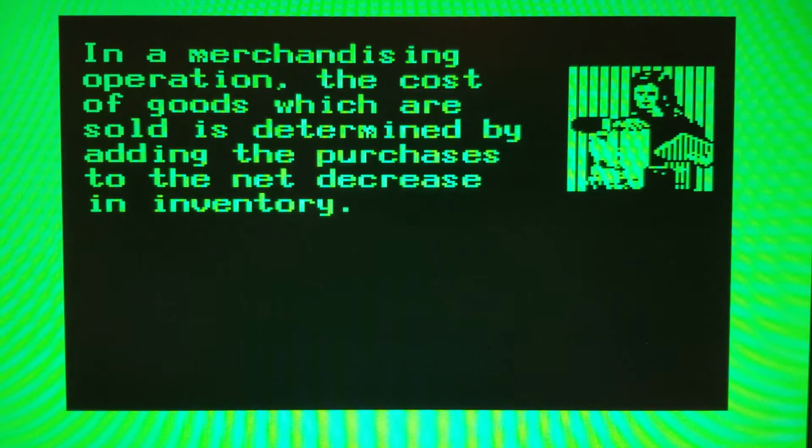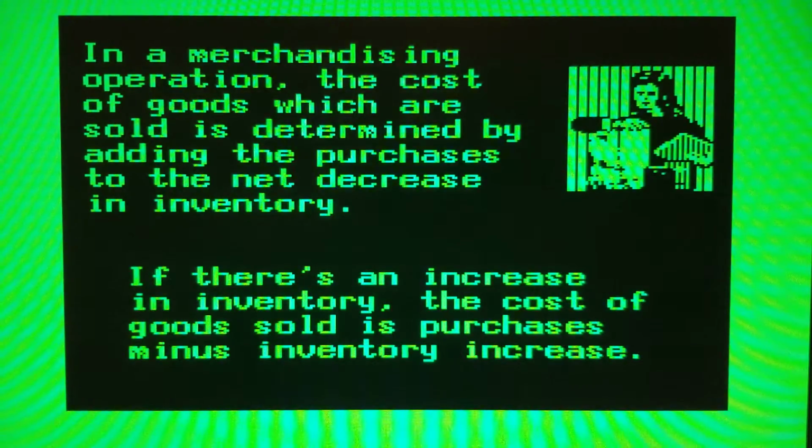In a simple merchandising operation which does not manufacture, modify, or add directly very much value to the goods purchased and sold except by storage and selling efforts, the direct cost of the goods which are sold is simply determined for a month by adding the purchases during the month to the net decrease in inventory. If there's an increase in inventory, the cost of goods sold is purchases minus inventory increase.